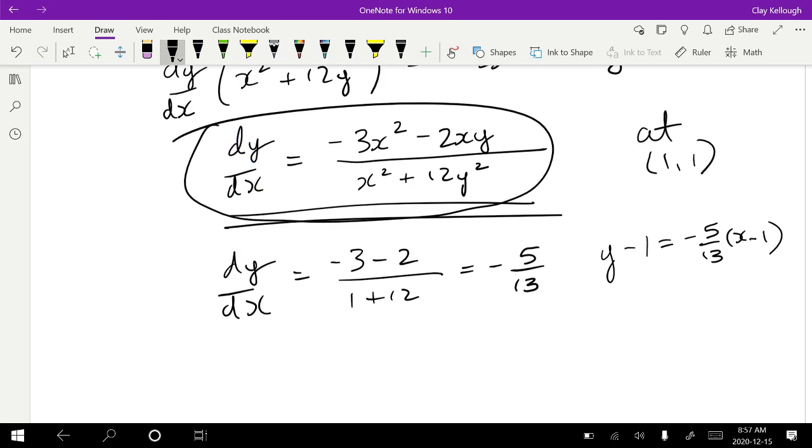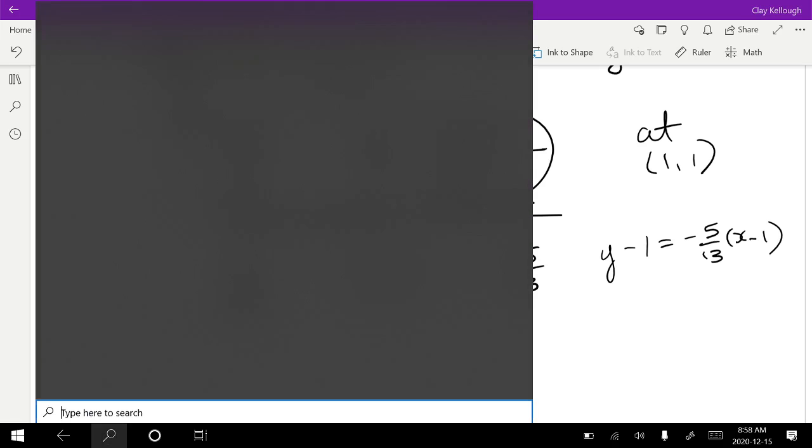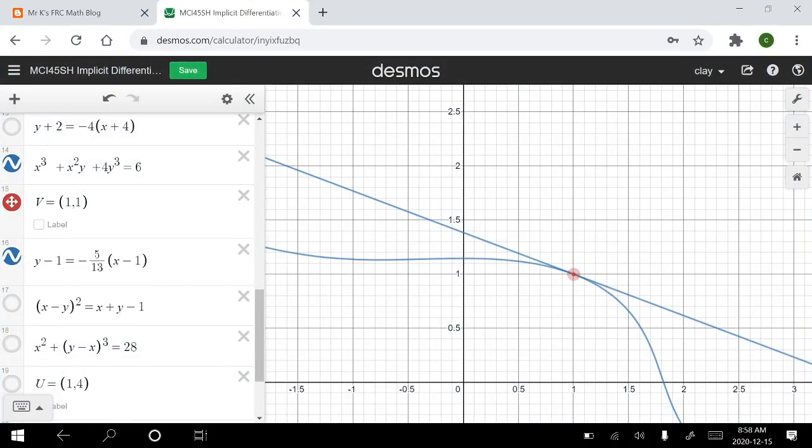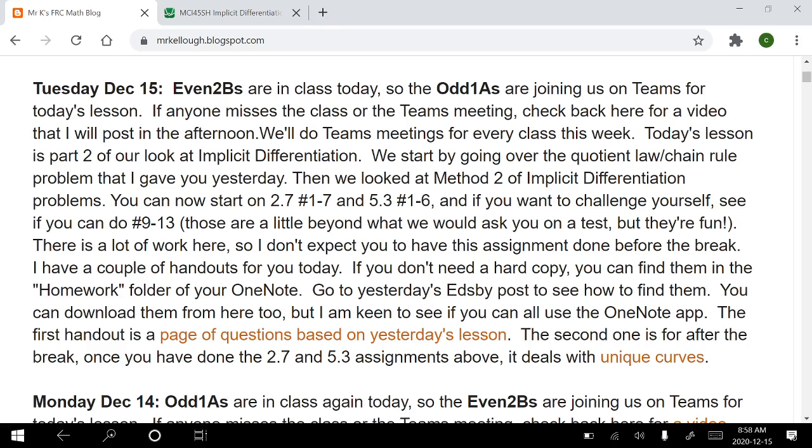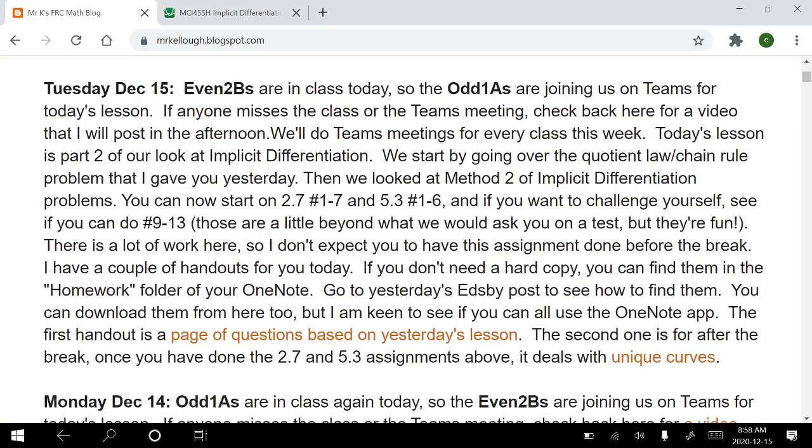Okay, that's about as far as we'll go today, which is good because we've got about a minute left. Guys who have to go to band should probably start packing up. And here again is what it says on the blog. You actually have some questions you can do now, right there for 2.7 and 5.3 questions. We'll do some more examples tomorrow.